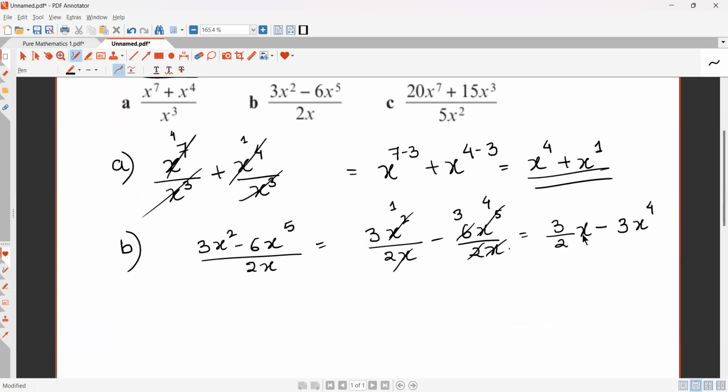3 by 2x. Oh, it doesn't matter. Whether I write 3 by 2x like this, or I write 3x by 2, they both mean the same. Understood? This actually means my x is in the numerator. Understood?